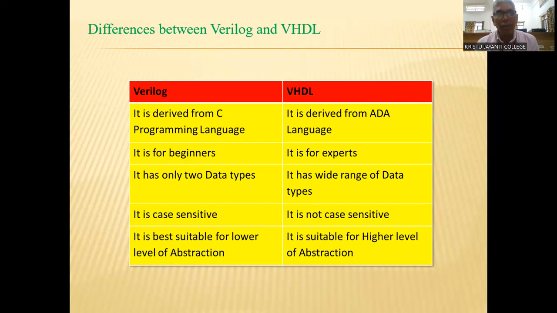Verilog is best suitable for low level of abstraction, for example, the structural level programming, whereas VHDL is suitable for higher level of abstraction, where as the complexity of the digital circuit increases, it is best suitable for the complex digital circuits.